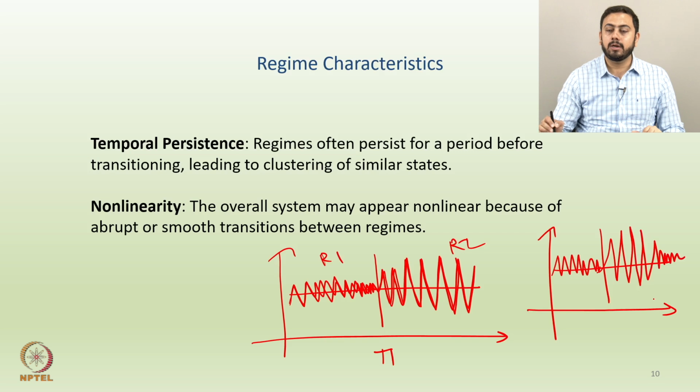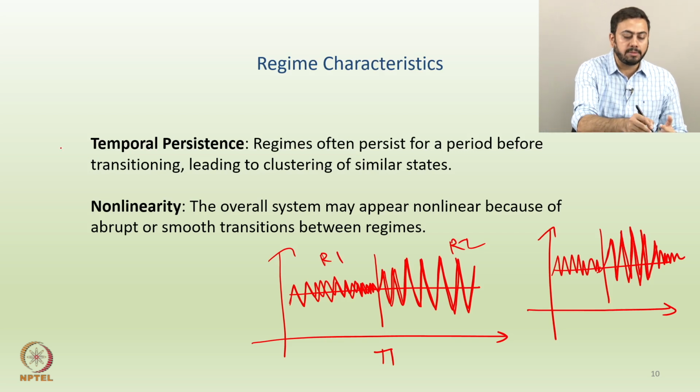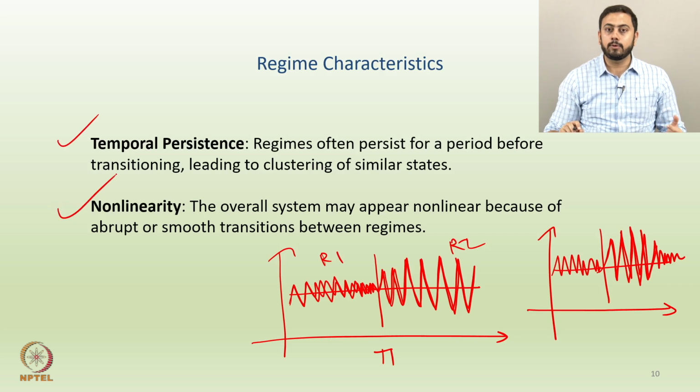This might not be the case, and why? Because inside any of the regimes, the time series should be persistent. If it is following this highly volatile nature, it should be persistent over a while. Hopefully this is clear. So this is one of the regime characteristics. The second characteristic is non-linearity. The overall system may appear to be non-linear because of abrupt or smooth transitions between the regimes.